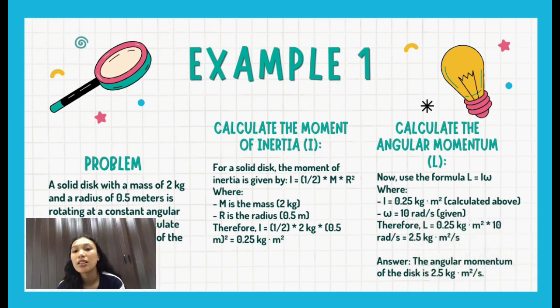So, calculate the angular momentum. So, i-use ra gyud po nato yung formula nga angular momentum equals angular velocity times inertia. So, 0.25 kilogram meter squared times 10 radians per second. So, ang equal din niya is 2.5 kilogram meter squared per second.